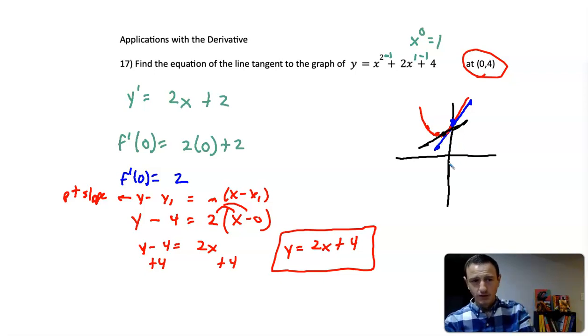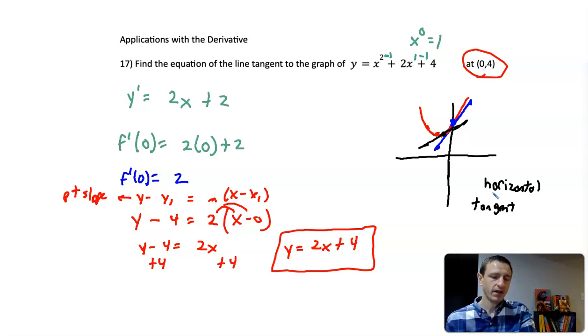Another common example that you would see in these types of applications is it might say something like a horizontal tangent. So there's two main scenarios that we'll look at when we're looking at finding the equation of the line tangent to graphs. You're going to look at specific points like we did here, and then you're going to look at horizontal tangents. What does horizontal tangent mean? Well, horizontal tangent means the tangent line is horizontal. What is the slope of a horizontal line? The slope is 0.